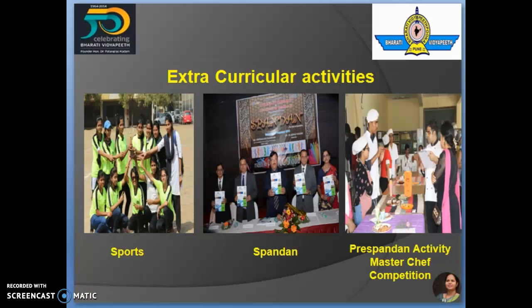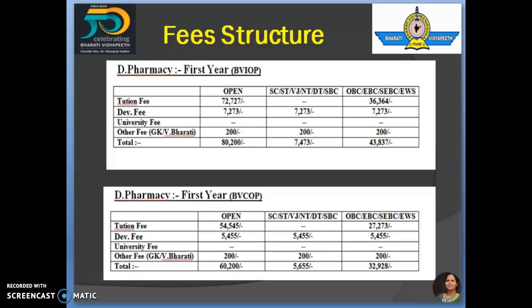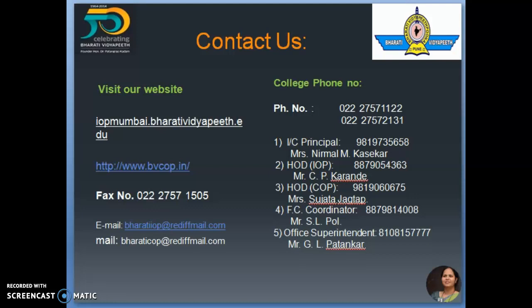Student life is not just study. They have different skills, different abilities. Spandan and P-Spandan activities are devoted to such talents of the students. For our B.Pharm course, M.Pharm course, as well as the diploma course, the following are the fee structures, which are revised from time to time. If you have any queries or doubts, you can contact us on the following mail IDs. There are a few numbers displayed in these slides which will also help you out.